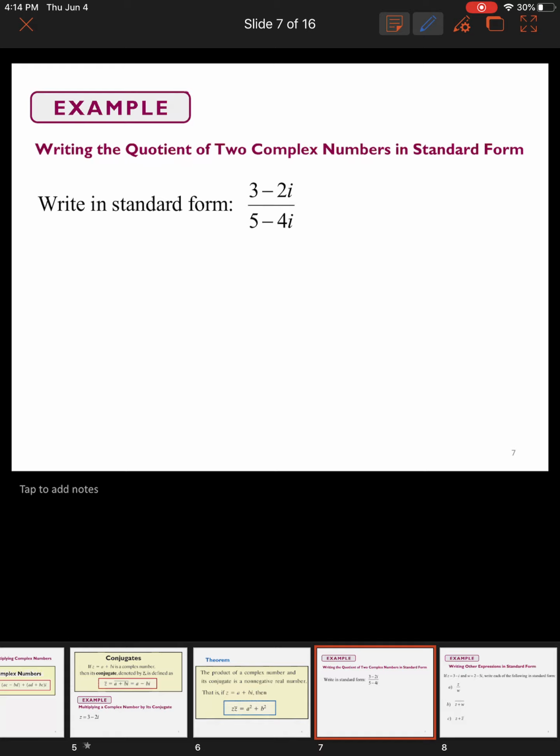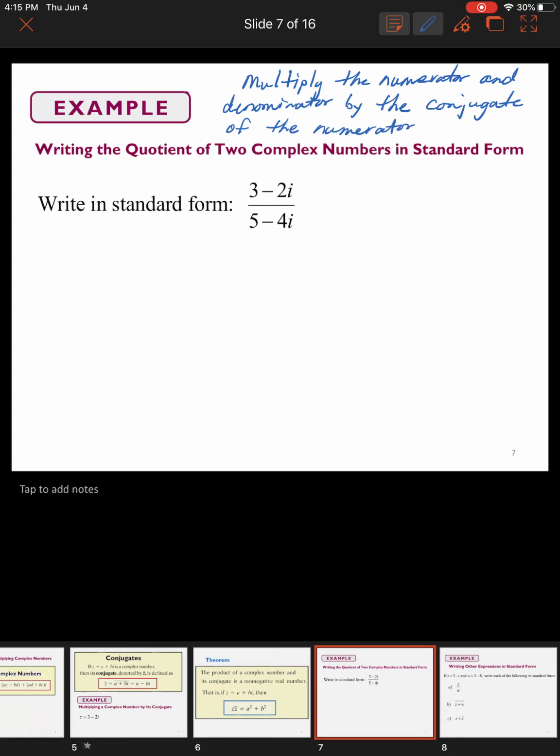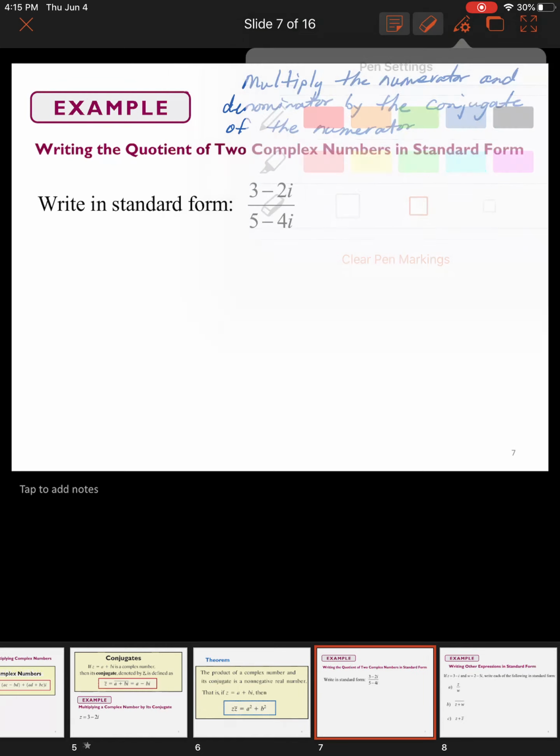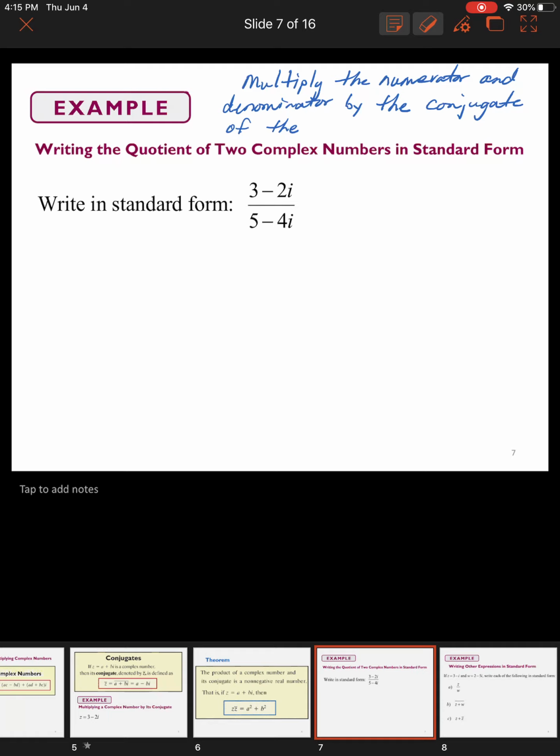Let's take it back. All right, to write a quotient in standard form, you multiply the numerator and denominator by the conjugate of the numerator. Multiply the numerator and denominator, oh, by the conjugate of the denominator. I am tripping, my apologies. By the conjugate of the denominator.